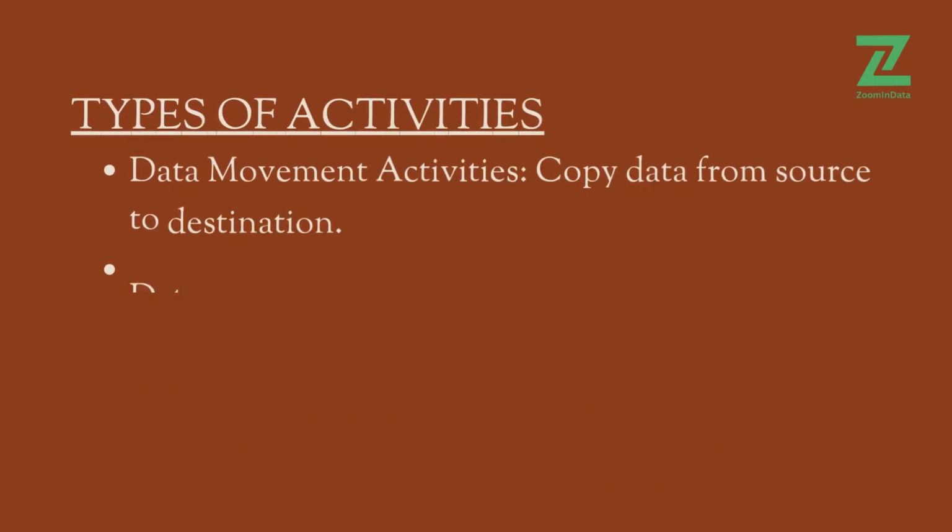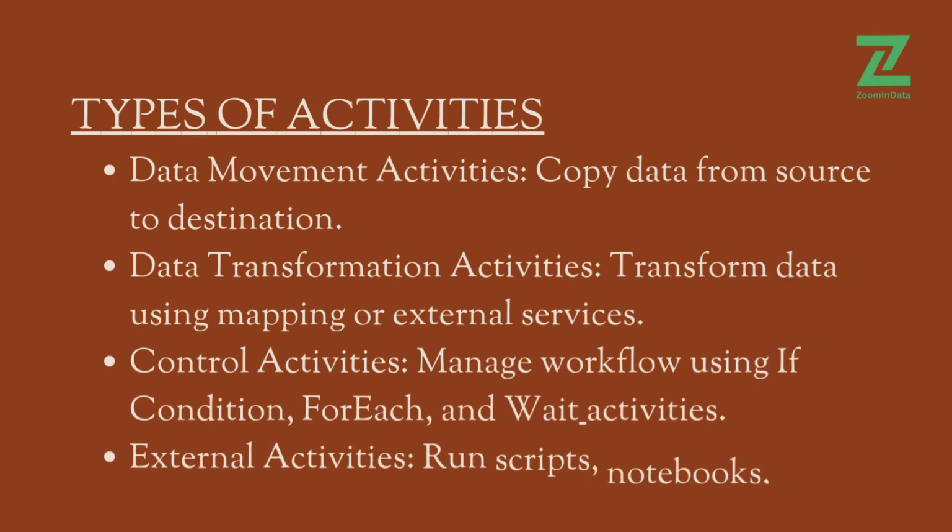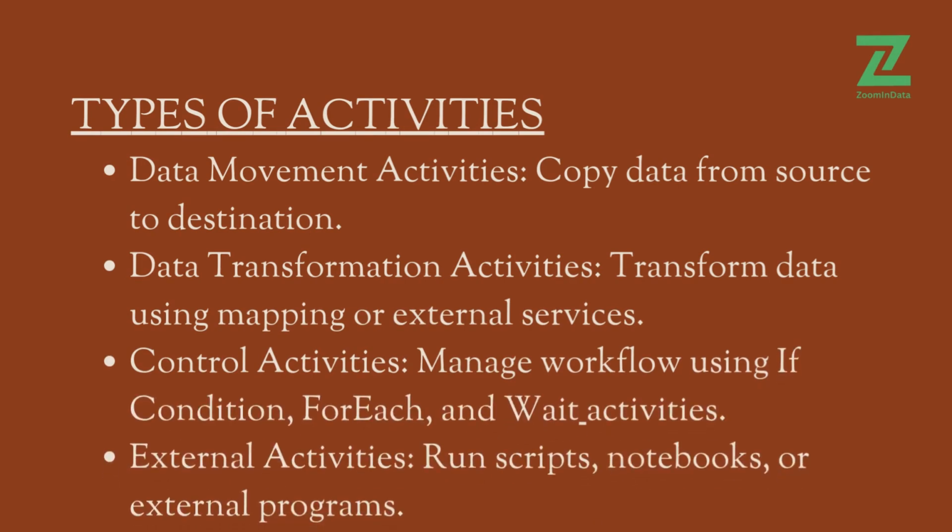Activities in pipelines can be categorized into 4 types. Data movement activities copy data from one source to another. Data transformation activities transform data using mapping or external services like Azure Databricks. Control activities manage workflow logic, such as conditions, loops, and delays. External activities allow running scripts, notebooks, or external programs within the pipeline.